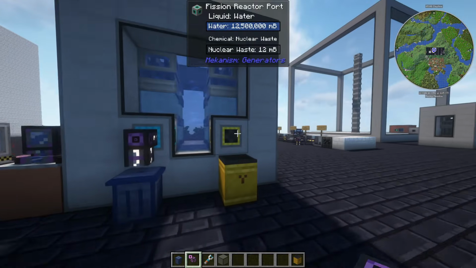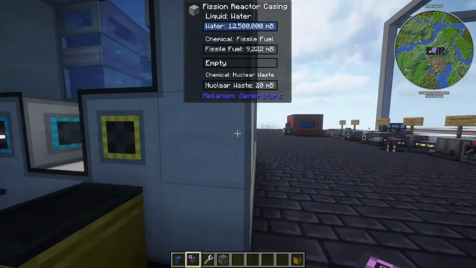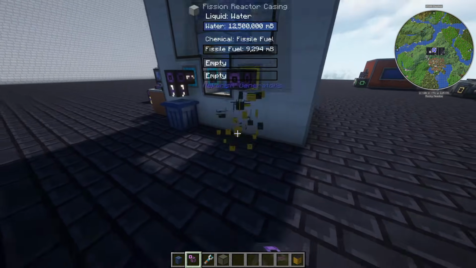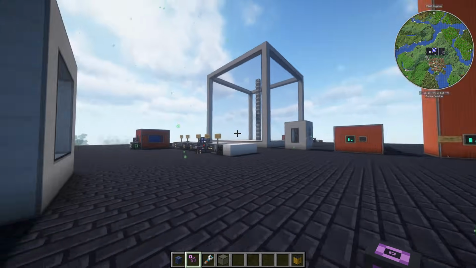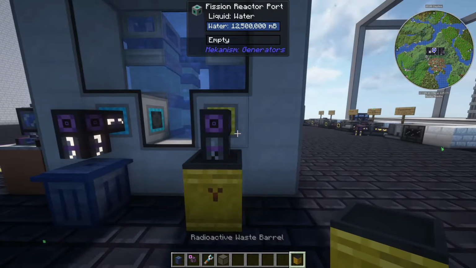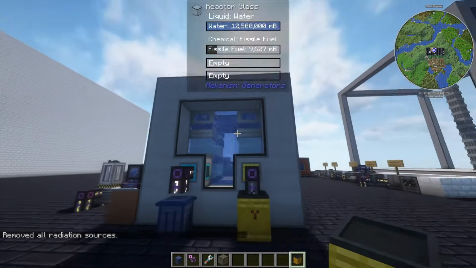And I removed that pipe, and as you can see, there was nothing, there's no radioactivity going on. But if I were to let some nuclear waste go inside here and then remove that, as you can see, the entire area becomes radioactive. So let's go ahead and place that back down, and then run that command I told you guys about earlier, and now the area is safe.